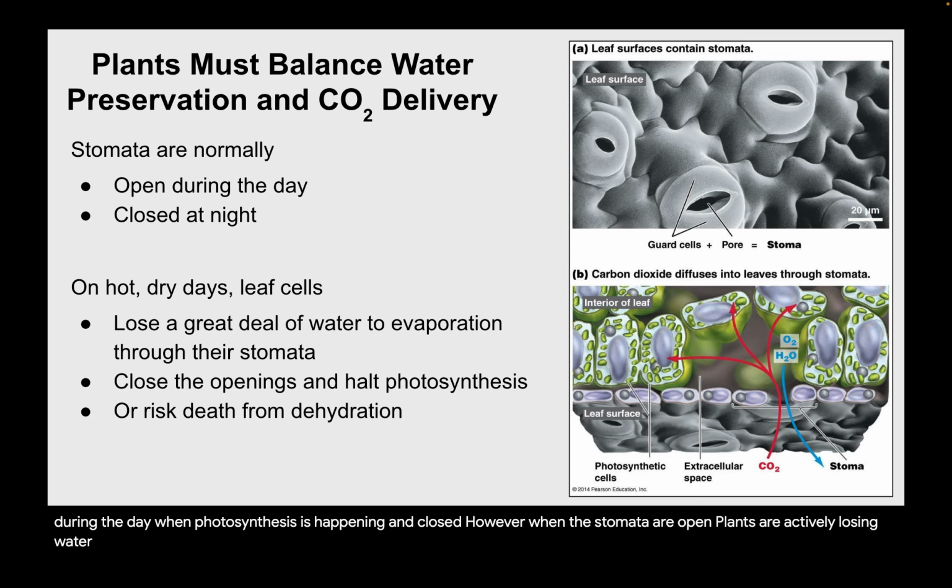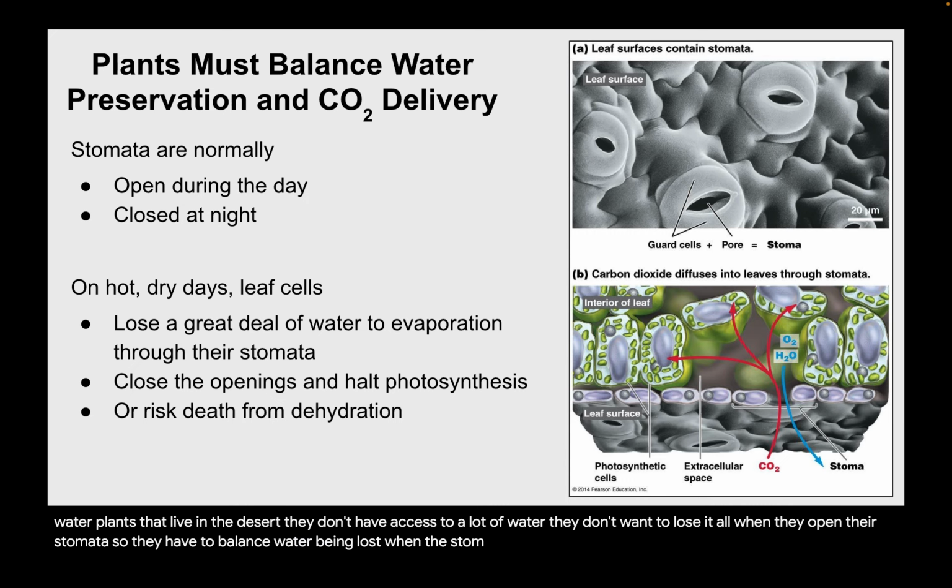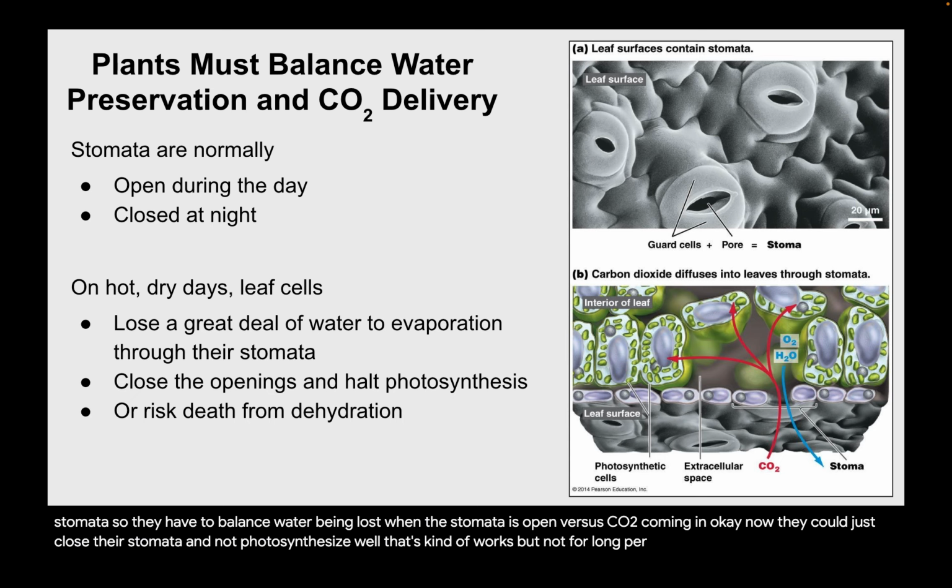So think about plants that live in the desert. They don't have access to a lot of water. They don't want to lose it all when they open their stomata. So they have to balance water being lost when the stomata are open versus CO2 coming in, right? Now they could just close their stomata, right, and not photosynthesize. Well, that kind of works, but not for long periods, right?